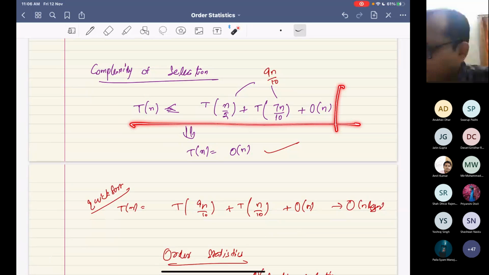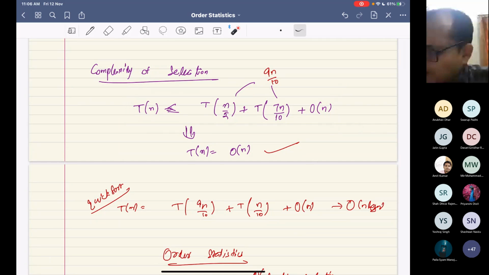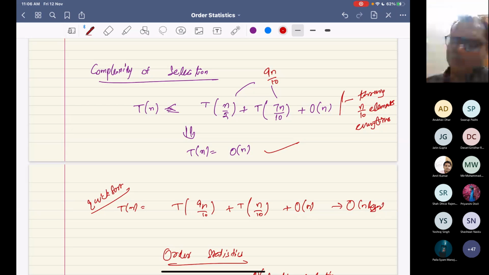And we discussed the complexity. This will be T(n/5) plus T(7n/10) plus O(n). If you think about it, it is as if you are throwing away n by 10 elements every time. So some fraction of elements are removed every time. So you're only working with 7n by 10 plus n by 5, that is 9n by 10 elements.